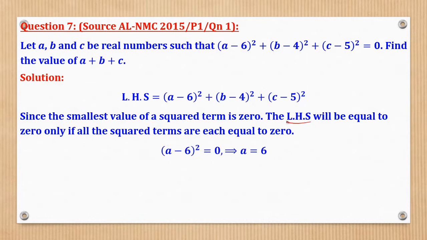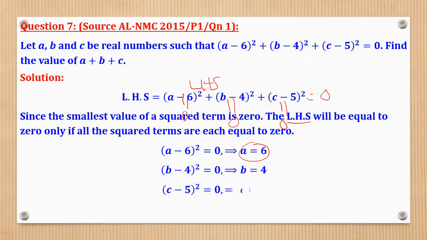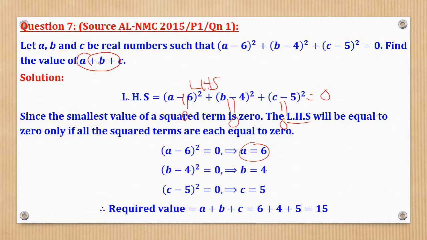So here it was supposed to be right-hand side, because this is left. Left-hand side will be equal to 0. That is true only if each squared term is equal to 0. So when this is equal to 0, you come up with a equals 6. When this is equal to 0, you'll come up with b equal to 4. And when this is equal to 0, you'll come up with c equal to 5. Then you can add to get the value they want. As simple as that. So you didn't have to expand.